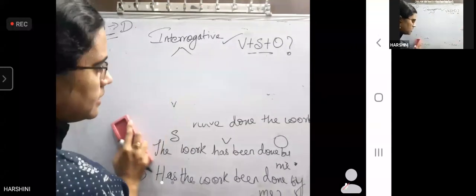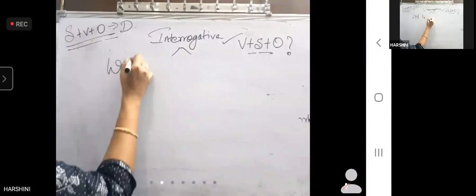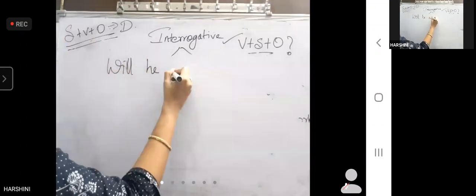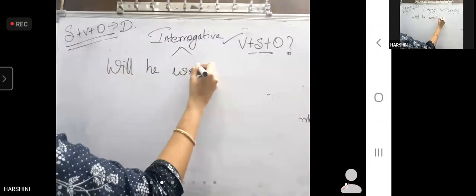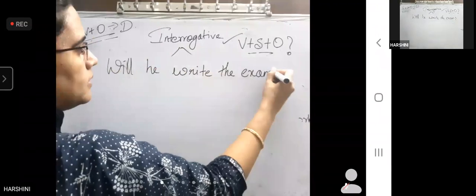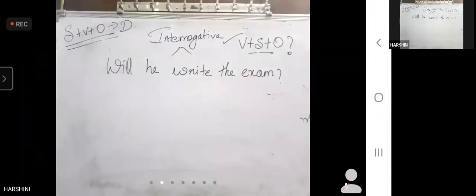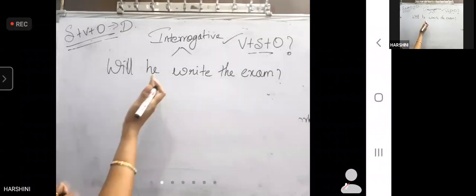3-step method. Sentence, passive voice, question. Now I write a future tense sentence. Will he write the exam? Is the question. Now what is the first step? Change it into a normal sentence. He will write the exam. Will goes back.